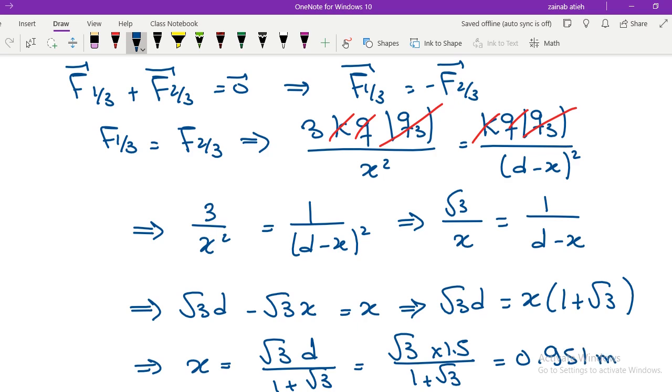So at this point, at this x, I have equilibrium for Q3.